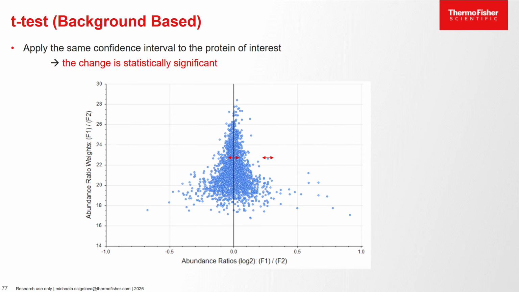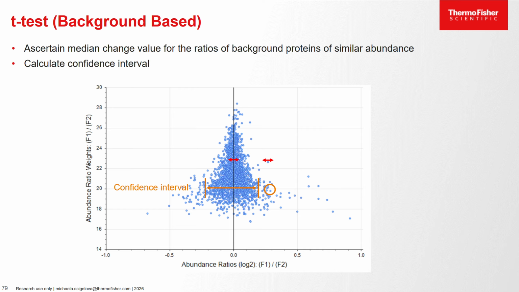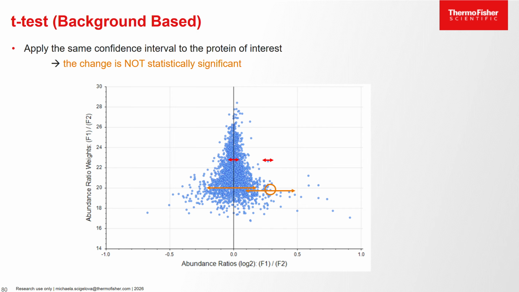So let's say in this case it is statistically significant, and we can proclaim our protein changing in a statistically significant manner. Let's now have a protein which is showing the same ratio change. It is at more or less the same value on the x-axis, but it is one of the low abundant proteins. There, the population it is being compared to, the background, is a different bunch of proteins. Their confidence interval is much wider, and it can be shown that with such a wide confidence interval, this ratio, which for a higher abundant protein would be significant, is not significant anymore.